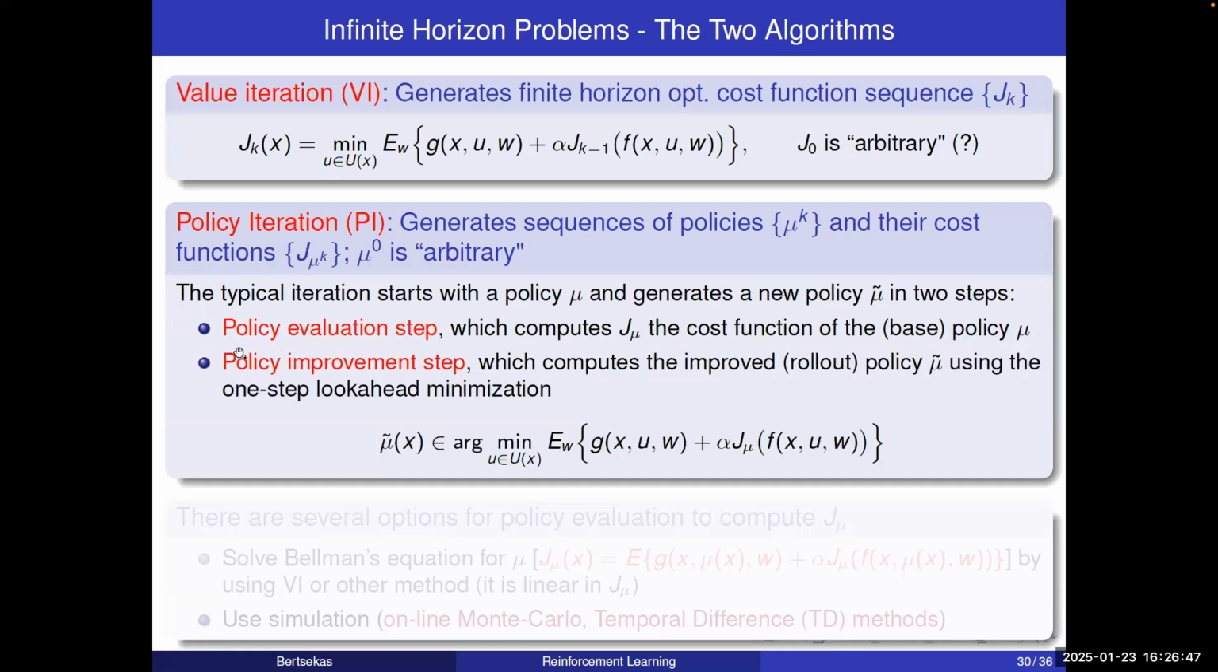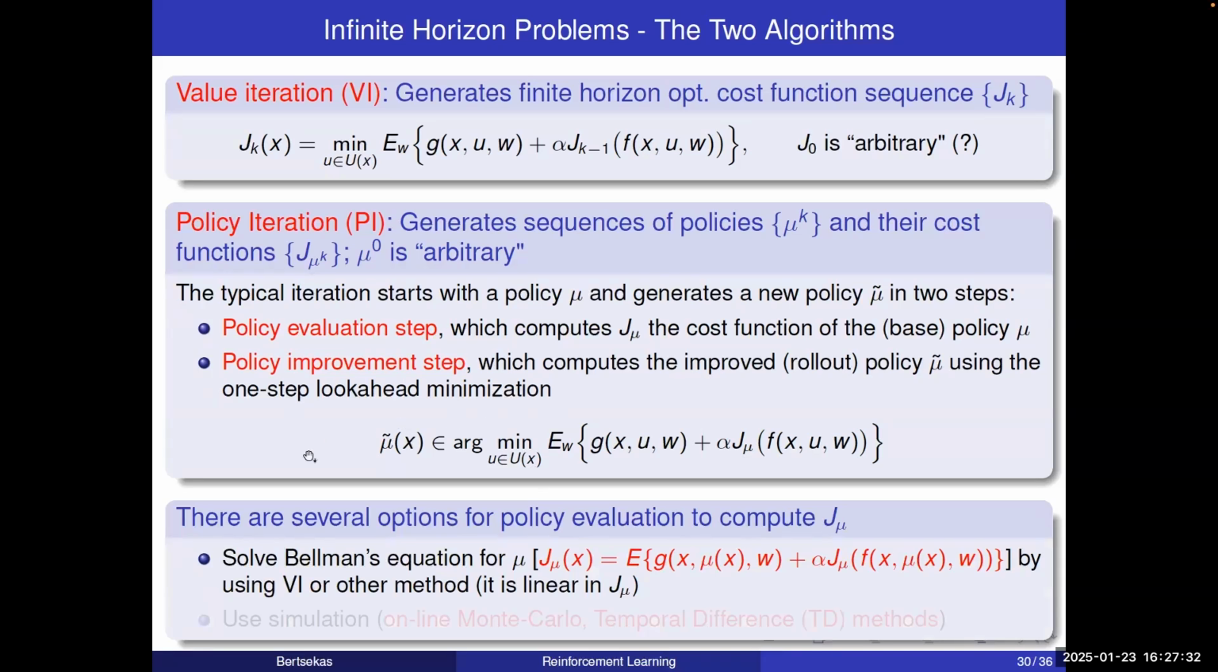And then this is followed by the policy improvement step, whereby in place of J star, we plug in the newly computed J mu, and get a new policy, which is mu tilde. So starting from mu 0, we perform the policy evaluation step to compute J mu 0, and then plug J mu 0 here to compute mu 1. And then go back to the policy evaluation step to compute J mu 1, and then perform minimization to compute mu 2, and so on. So this is the policy iteration algorithm.